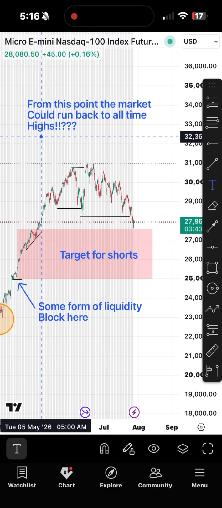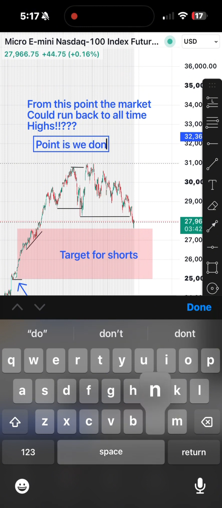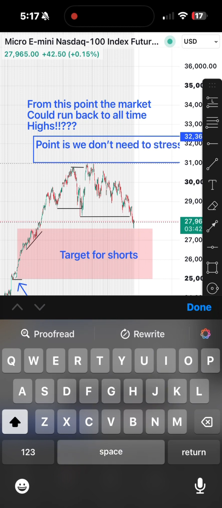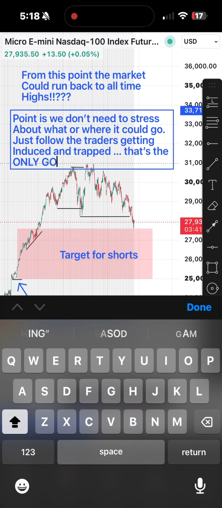And so now that we've taken these lows out here, we could see price run back to the highs. We don't know. But because we are in such a bearish situation and we have a target to the left, very confident that this is a great opportunity to continue in shorts. So I think the bias is pretty clear at this point. So we don't need to stress.